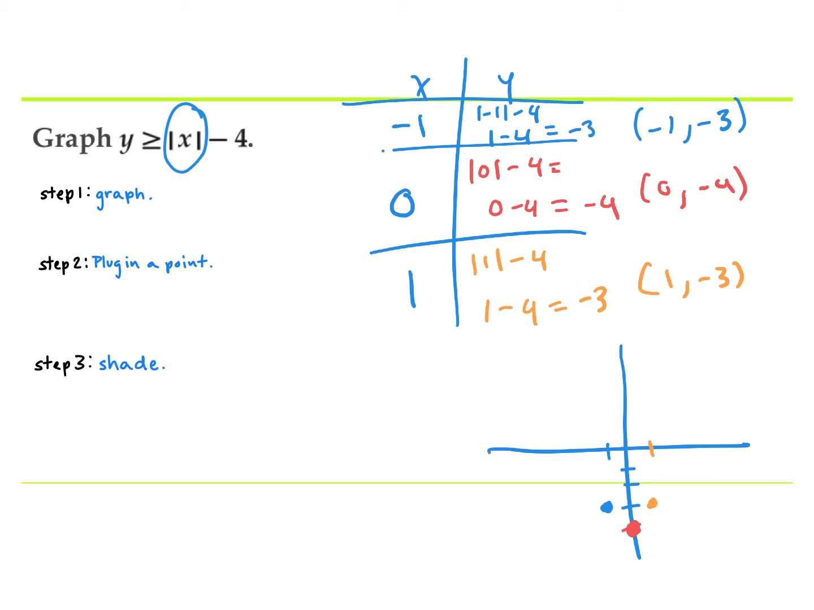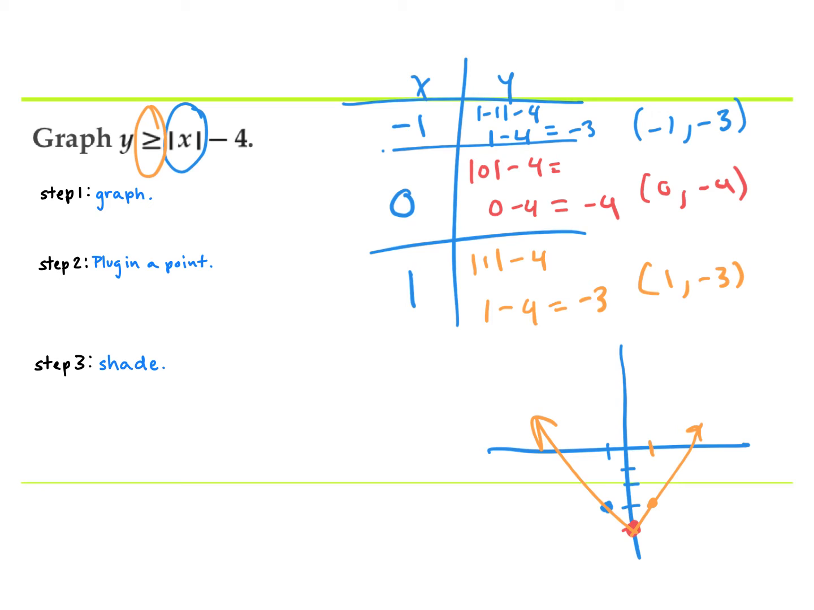What shape is my absolute value graph? A V. Absolute value graphs are always going to be that V shape. And do I have a solid V or a dotted V here? Solid V, because it is greater than or equal to. So it's a solid V.